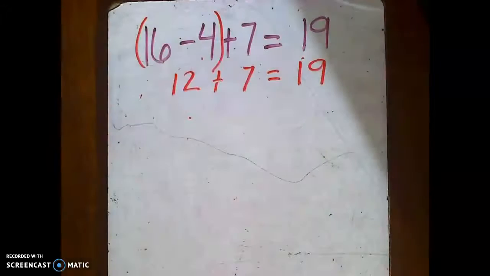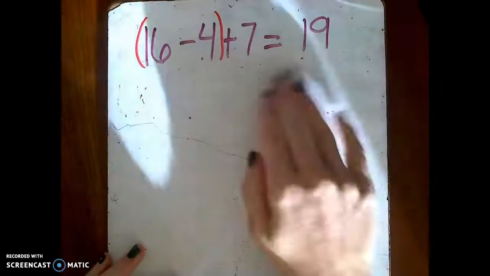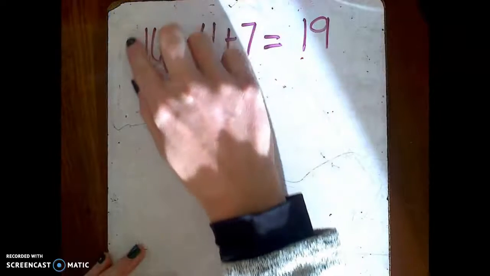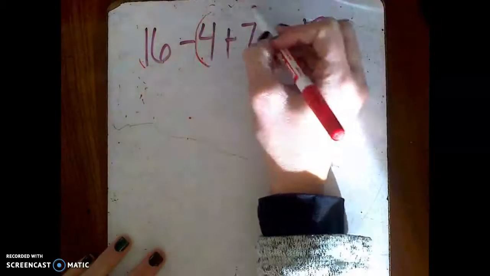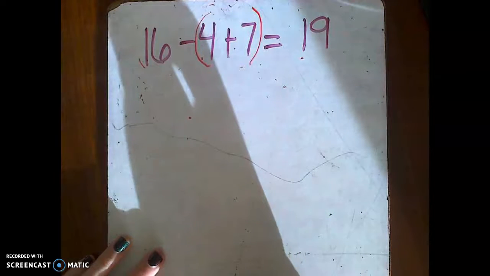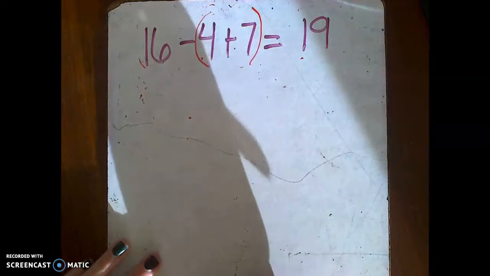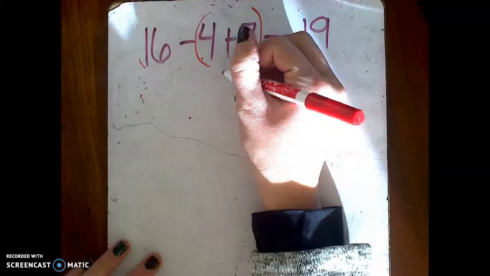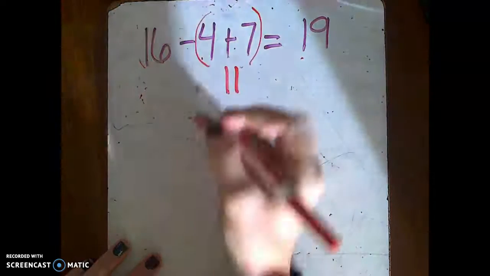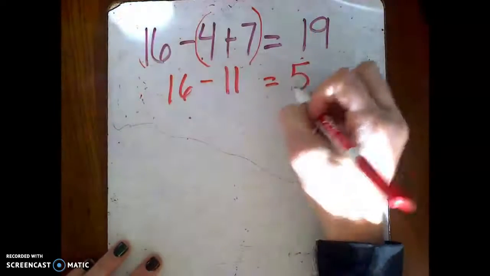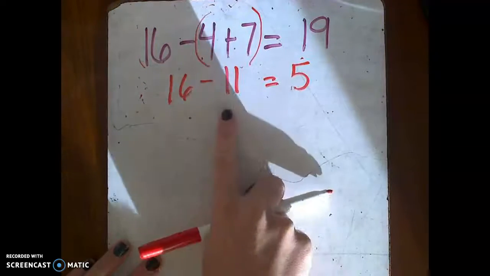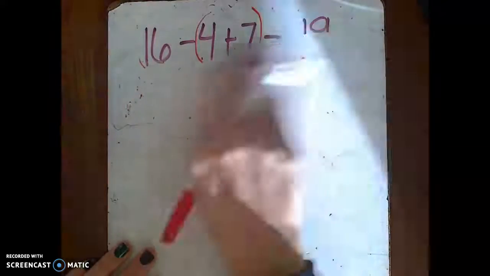Now, let's just take a quick peek and see what would have happened if I put my parentheses in the wrong spot. Let's say I put my parentheses around the 4 and the 7. Now remember, parentheses means do me first. So I have 4 plus 7, which gives me 11. Then I have 16 minus 11. Uh-oh, that equals 5. So we know our parentheses can't go there. No, no, no. All right, let's do another one, just so we are practiced.